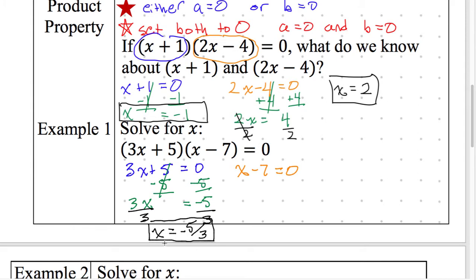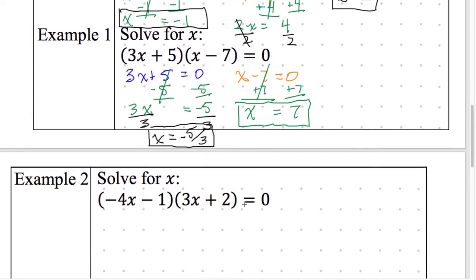We're going to box a second answer as well. All right, I need to solve this second equation. I have to add 7 to both sides. These 7's cancel out. I'm left with x. On the right-hand side, 0 plus 7 is 7. There is my other answer. I have two answers here.